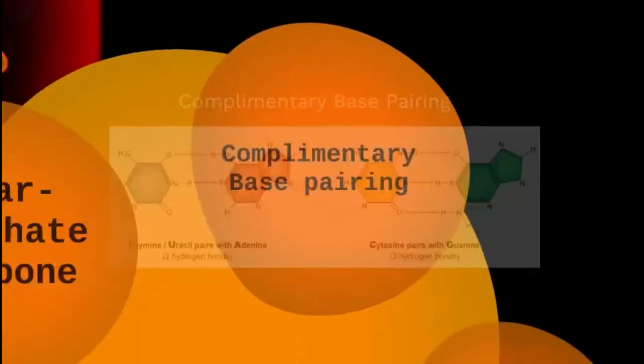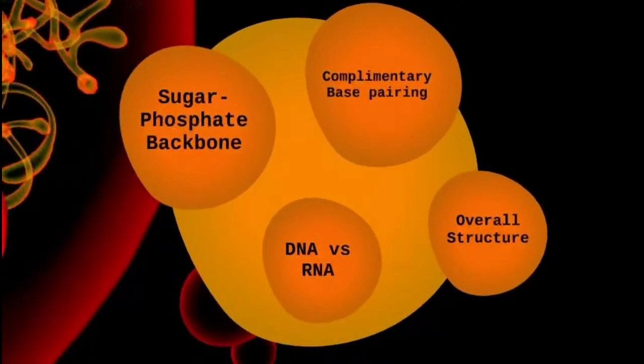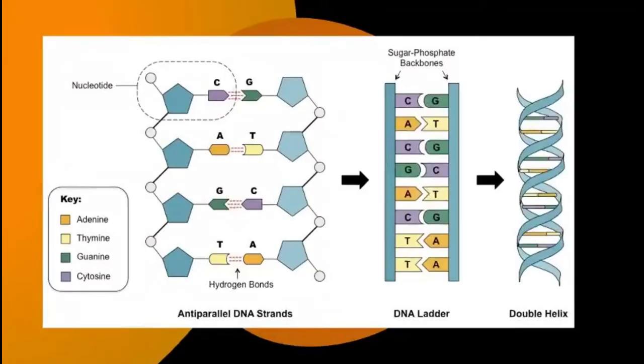So now we know about the sugar phosphate backbone, and now we know that there's complementary base pairing between bases. So how does this feed into the overall structure of DNA? So let's have a look. Starting on the image on the left hand side, if you are listening on a podcast, I will be linking a PDF to these images below.